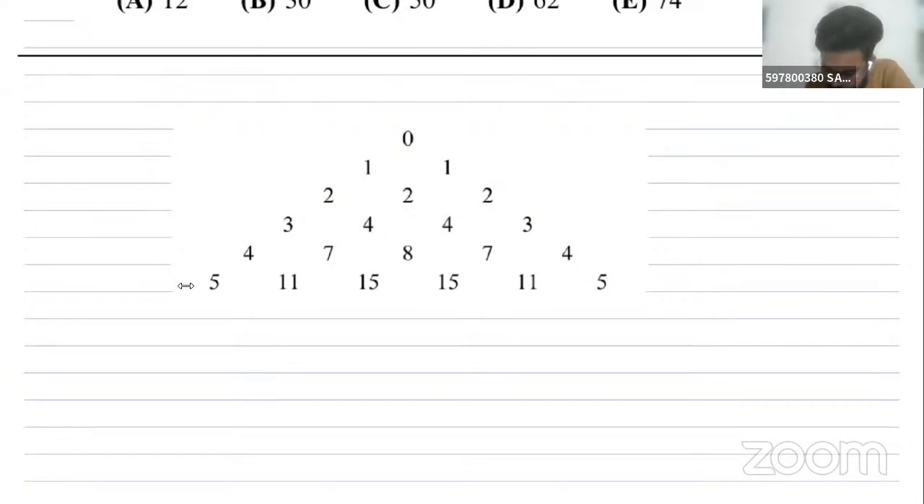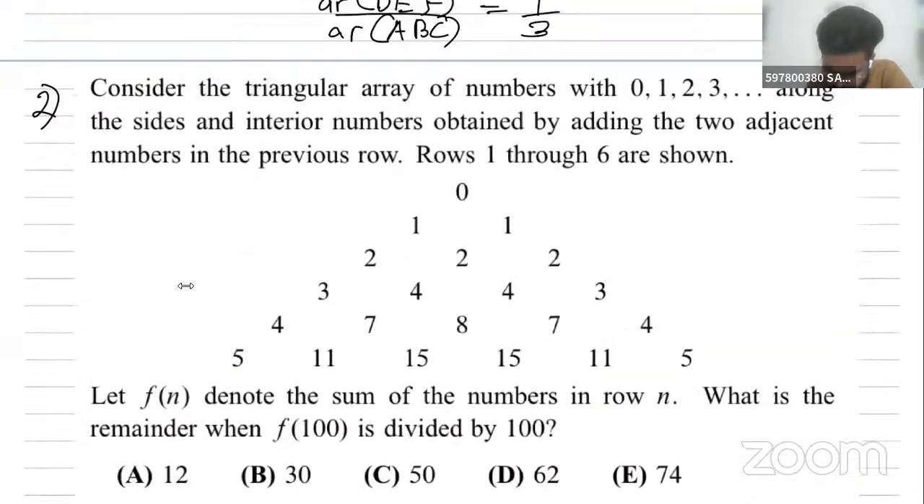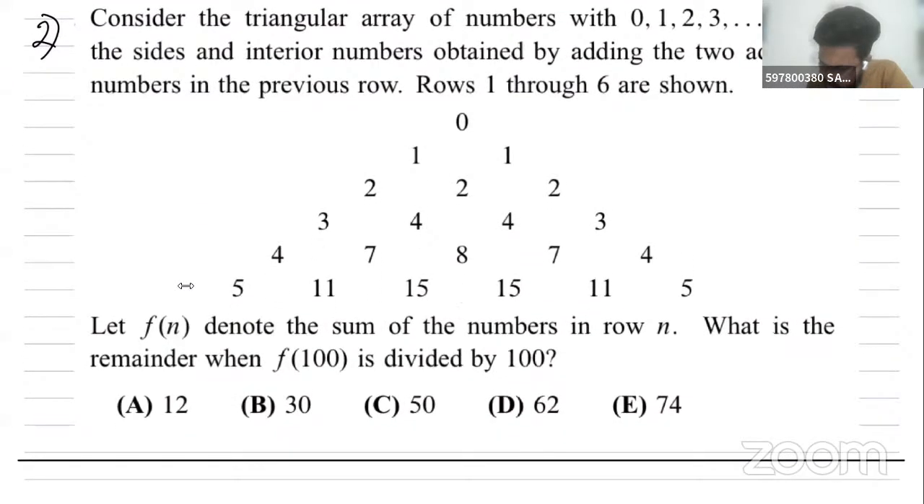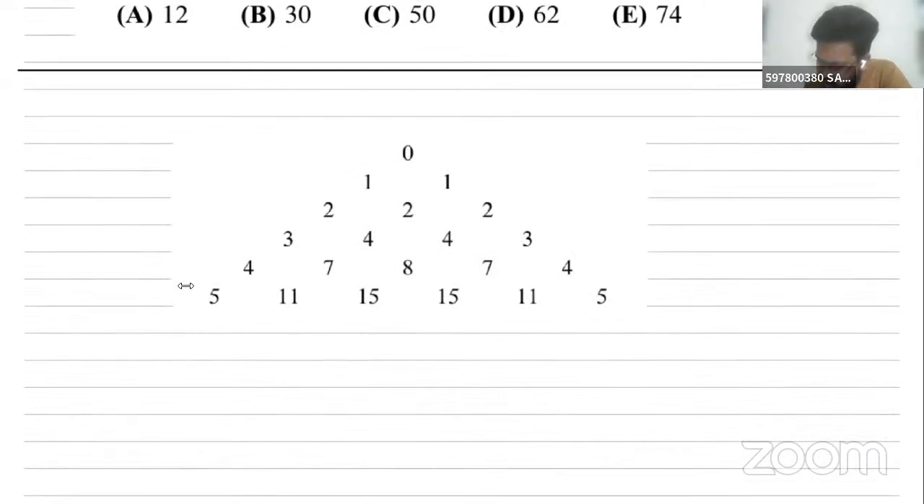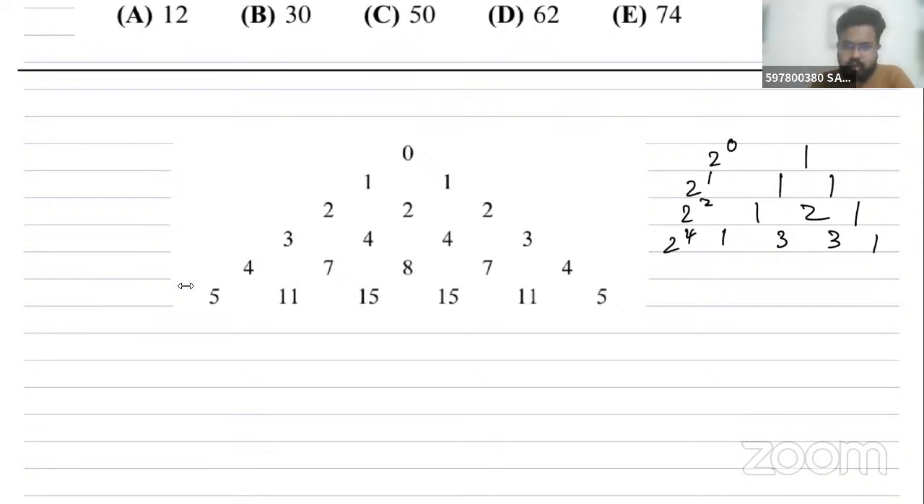Okay, I'll solve the question now. The triangular array of numbers 1, 2, 3, and so on. So you notice that our regular Pascal's triangle goes like 1, 1, 1, 1, 2, 1, 1, 3, 3, 1. Over here, we know the obvious property that each row sums to some power of 2. This is 2 to the power 0, 2 to the power 1, 2 to the power 2, 2 to the power 3, and so on.